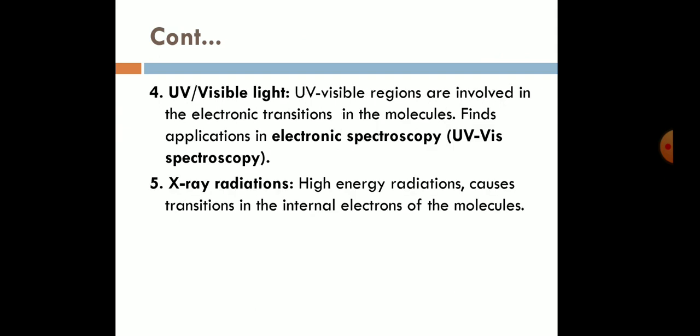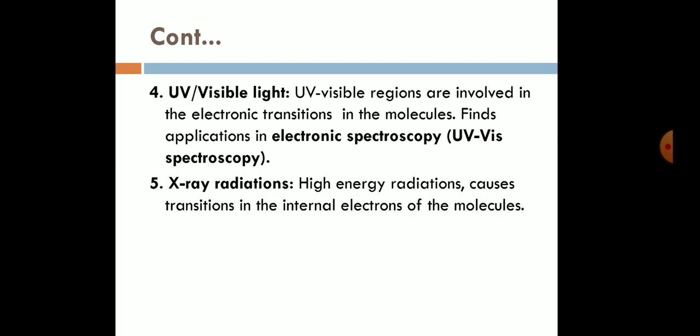UV visible light. The UV visible region has the energy which can cause the electronic transitions in the molecules, and this finds application in UV visible spectroscopy. So when we will be studying UV visible spectroscopy, what will we be studying? We will be studying the electronic transitions which will take place when the UV or visible light is absorbed.